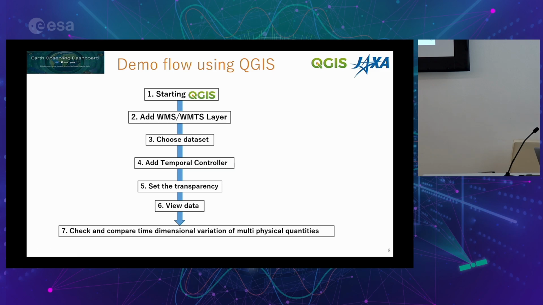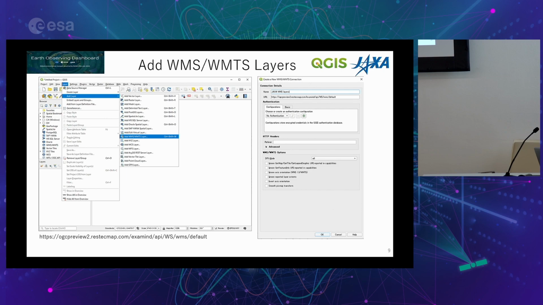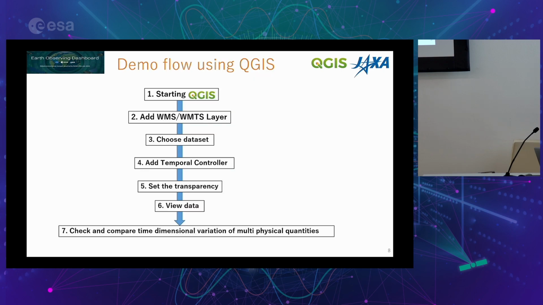So we are going to investigate these phenomena precisely by using QGIS. This is a basic diagram of QGIS operations to use JAXA's WMS, WMTS. First start QGIS and add the WMS, WMTS layers, and then choose the data set as layers, and then add the temporal controller.